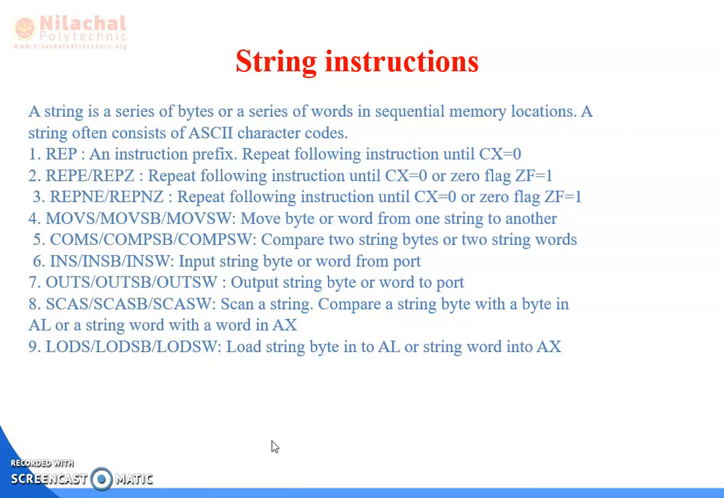Then REPE or REPZ, repeat equal or repeat zero. So repeat following instruction until CX equals 0 or zero flag equals 0. Then REPNE or REPNZ, repeat not equal or repeat not zero. It is repeat following instruction until CX equals 0 or zero flag equals 1. Then MOVS or MOVSB or MOVSW, that means move byte or word from one string to another. Next CMPS, CMPSB, CMPSW. That means compare two string bytes or two string words.